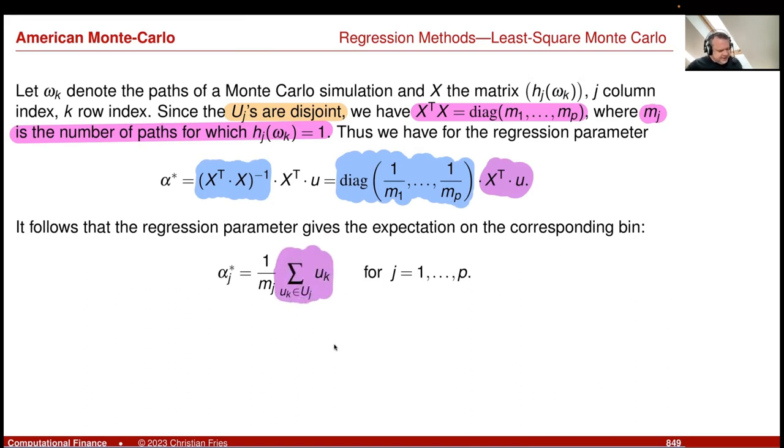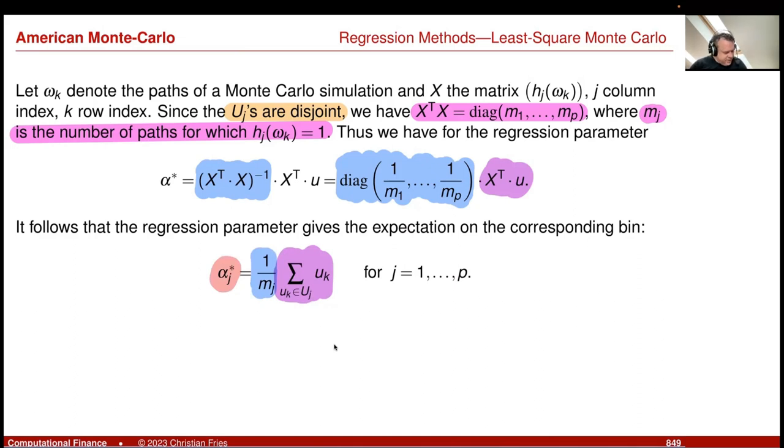And you see indeed that the X transpose X inverse is just the renormalization. It's divided by the number of values that fall into this bin. And you see that the alpha J is just the average of the values you observe in this bin. So your alpha J in binning, interpreted here as a linear regression with indicator functions as basis functions, is truly just the expectation in a bin.